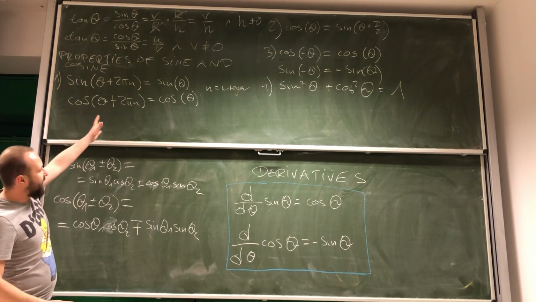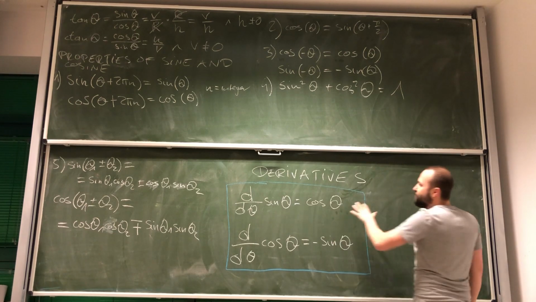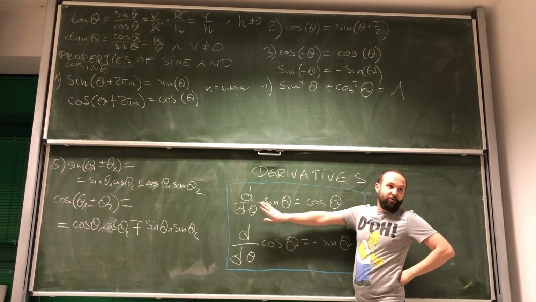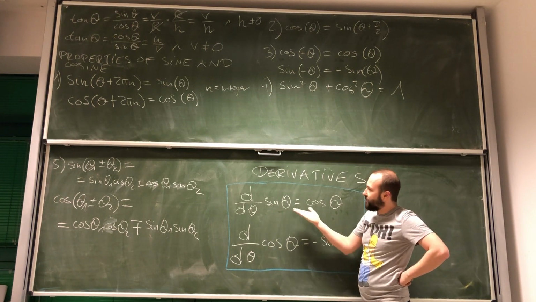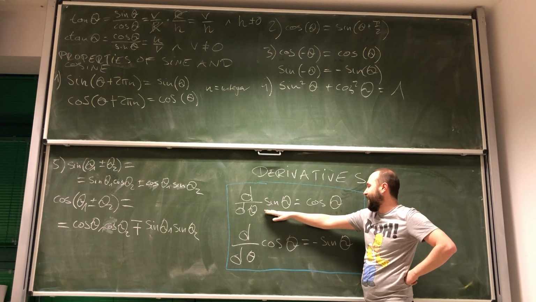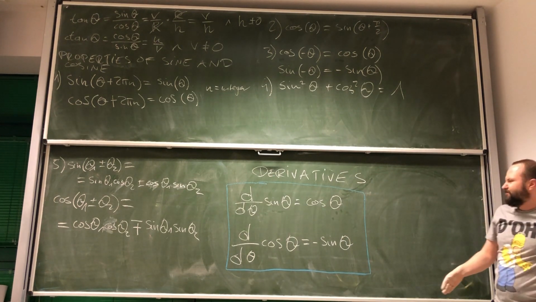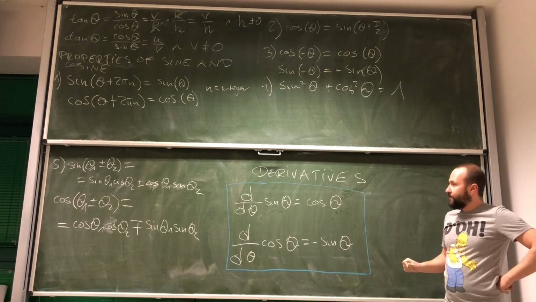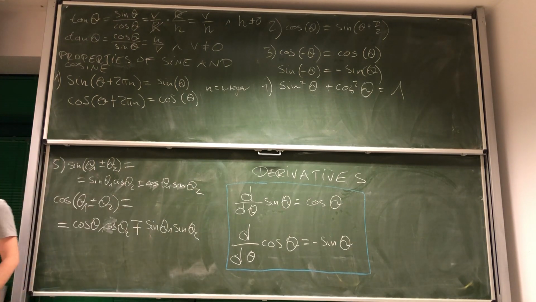Unfortunately, I already had to erase, but just look at the graphs and it makes perfect sense. Remember, the derivative measures the slope of the function. And it's amazing to see that actually the slope of sine is given by cosine, and the slope of cosine is given by minus sine. Okay, so this is it for the introductory information.